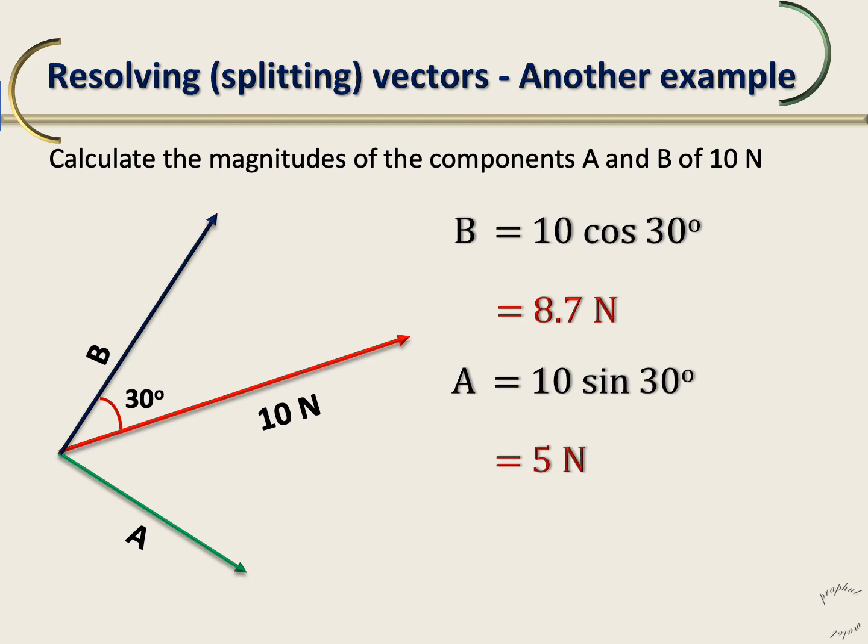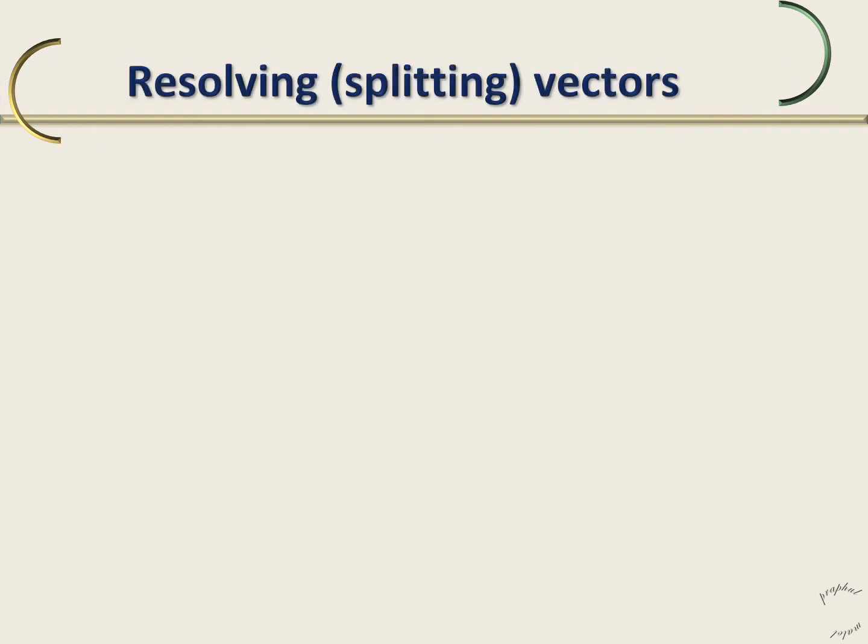The component which is touching the angle will always be the cos component, and the component which is not touching will always be the sine component. So here the example I have taken is 30 degree, but what if the theta is 90 degree? It means you are trying to split a vector with a component 90 degree perpendicular to it. So let's see what will happen if you try to split a vector 90 degree to it.